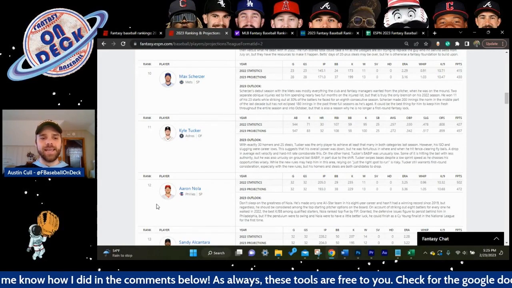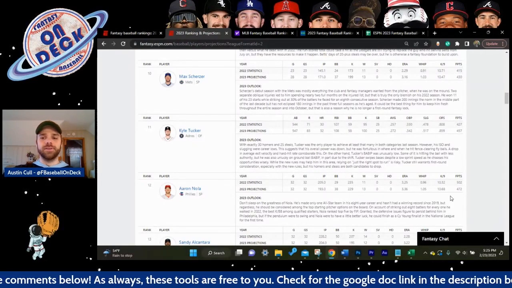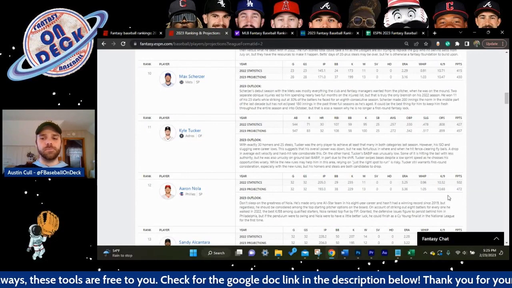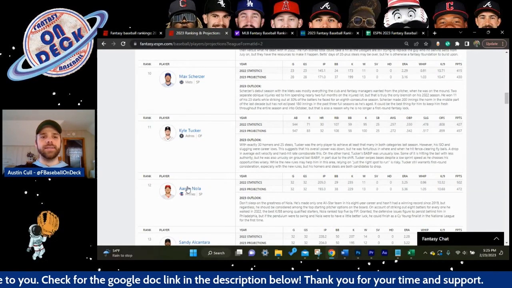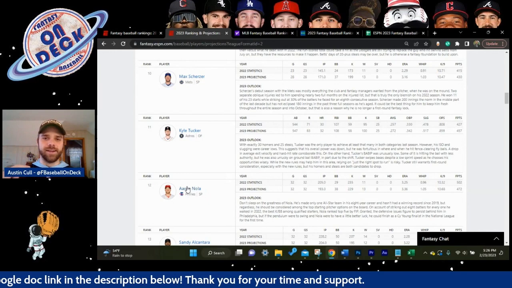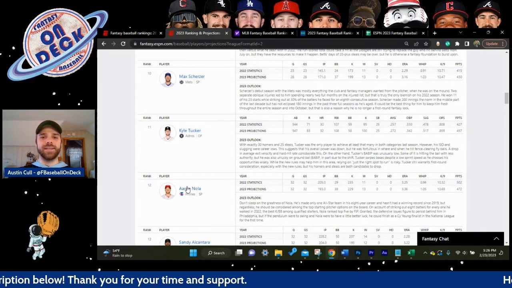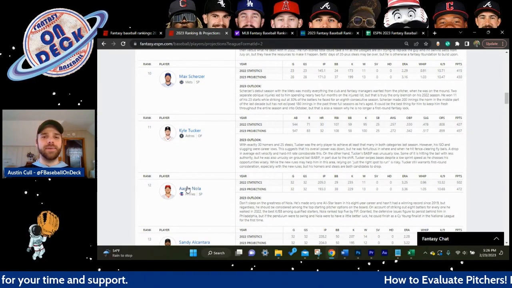He is projected at 430 points. But somehow two places later at number 12, Aaron Nola is projected to score approximately 42 more points than Max Scherzer. So why would he be ranked behind? There's just this cloud of doubt and confusion as to why things are set up this way. It doesn't make a whole lot of sense.